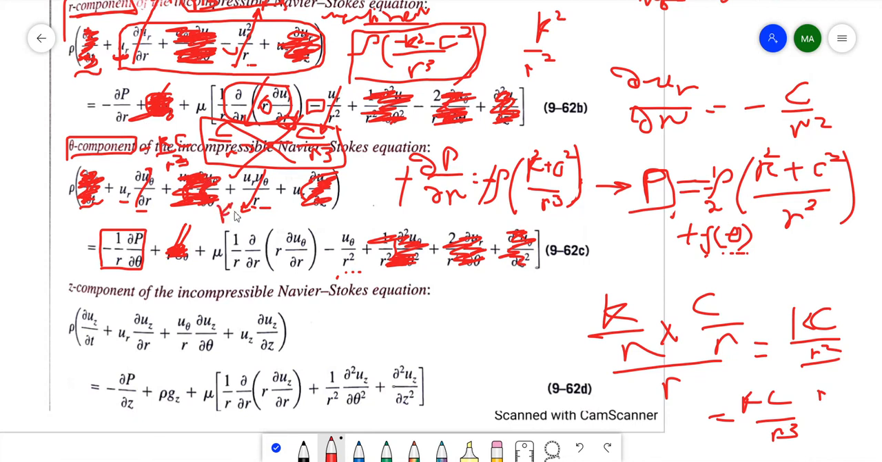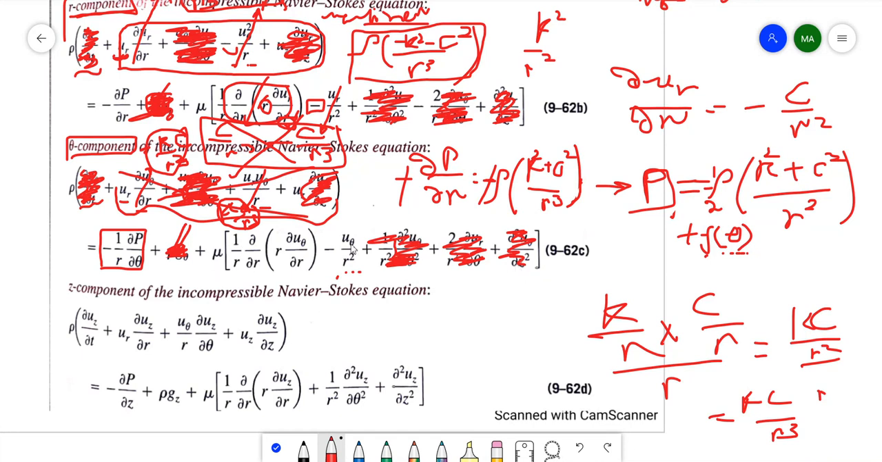Yes, so KC over R cubed. Look, this term is exactly the same as this term, but with a negative sign. So the convective acceleration in the theta component is 0. Okay. Now let's look at the viscous forces.